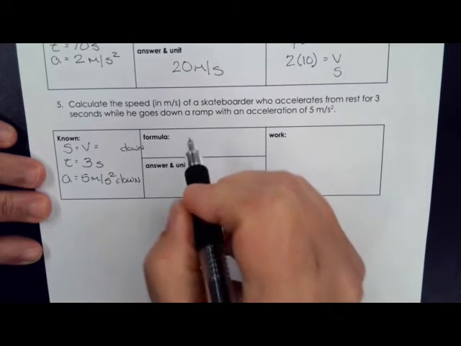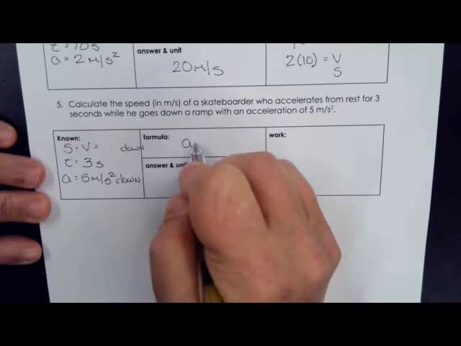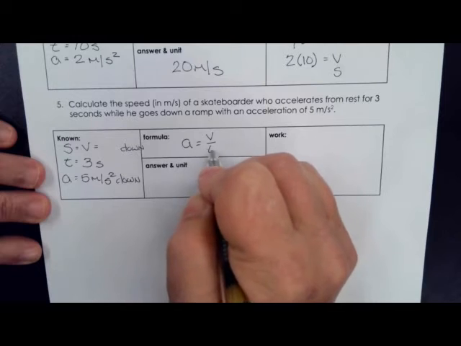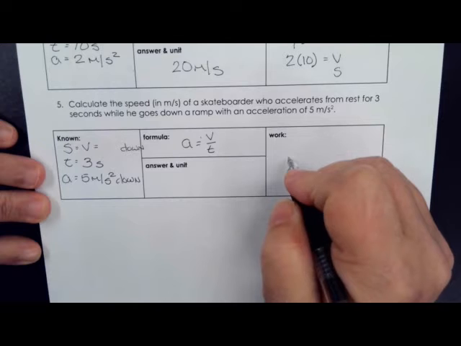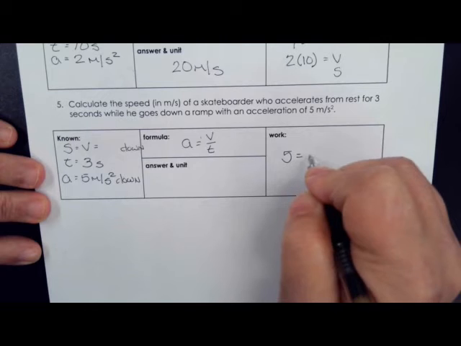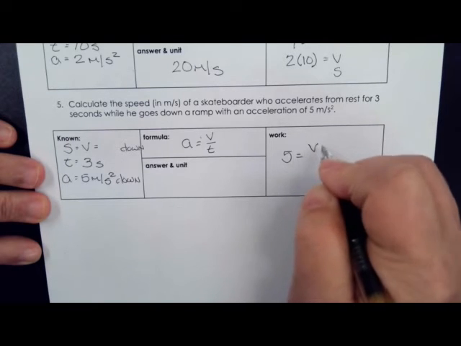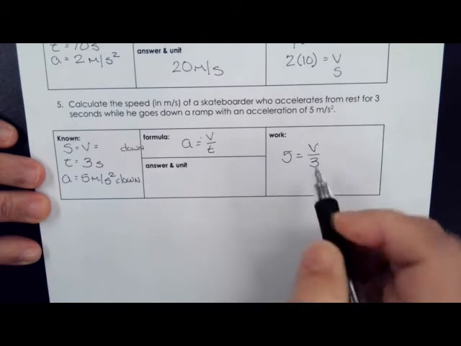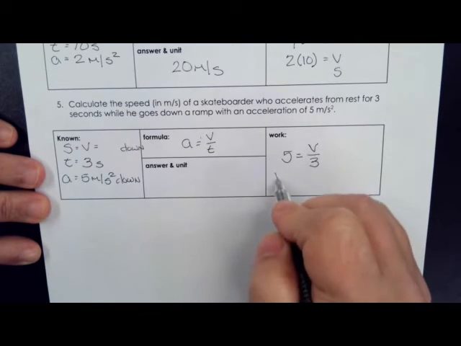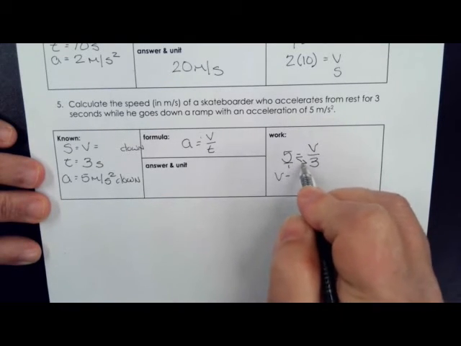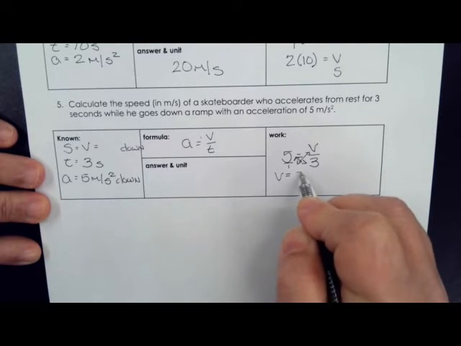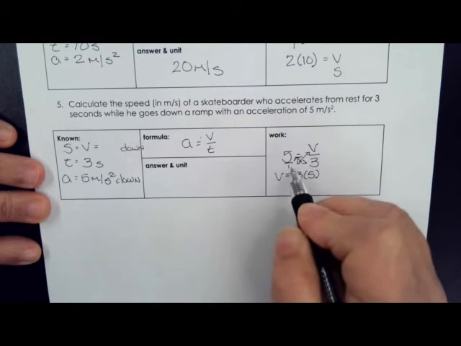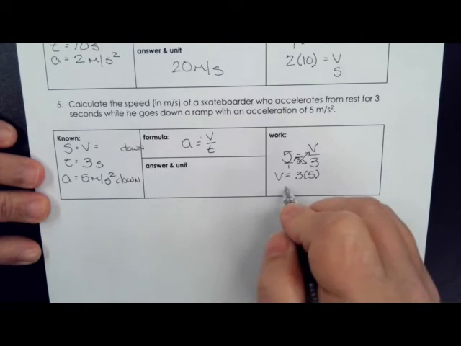Okay, so the formula, A equals v over t, knowing that v and s are the same thing. So we have 5 equals v divided by 3. So we got v equals, doing that crazy math, v equals 3 times 5, because v times 1 is equal to this, so that's 15.